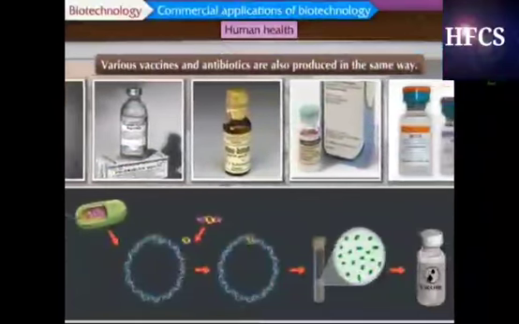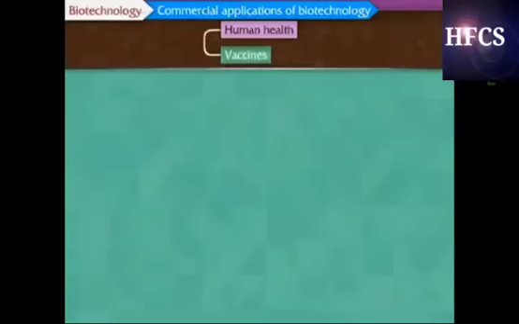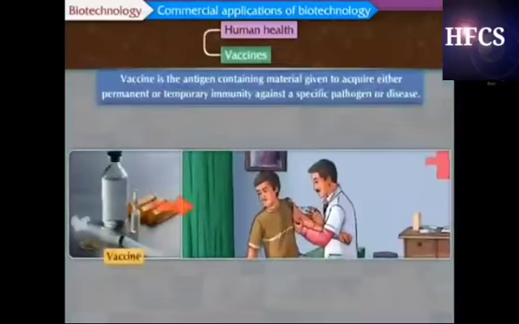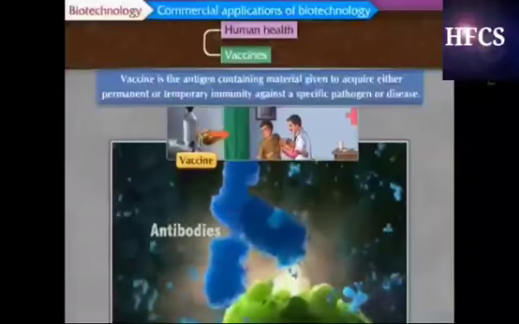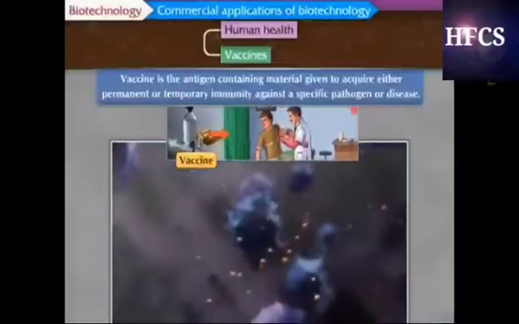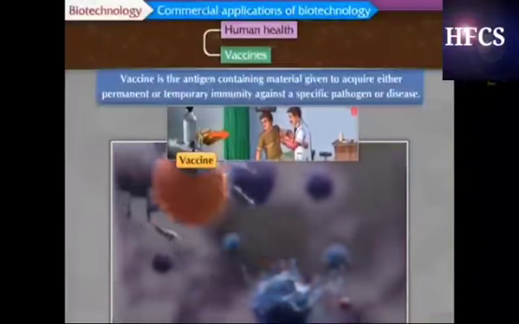Now, let us study more applications of biotechnology in relation to human health. First is vaccines and vaccination. Students, vaccine is the antigen. Antigen means any substance that can stimulate the production of antibodies and combine specifically with them. And vaccine is the antigen-containing material given to acquire either permanent or temporary immunity against a specific pathogen or disease.